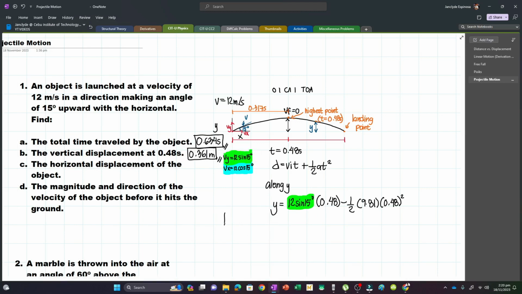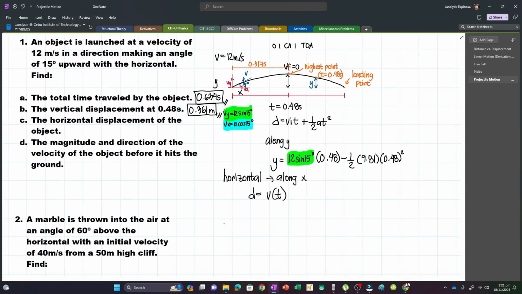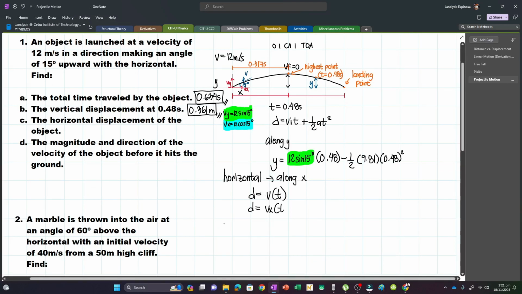Now since horizontal naman ang pangutana, kay along x na ang atong i-consider. Now sa along x, we simply know nga distance is equal to velocity times time. Now I hope agree ra. And then ang atong gamiton nga v kay vx na, and then multiplied by time. Ang time nga atong i-multiply is ang whole time kani siyang 0.634.